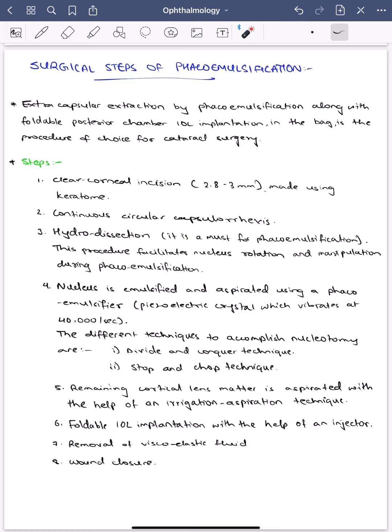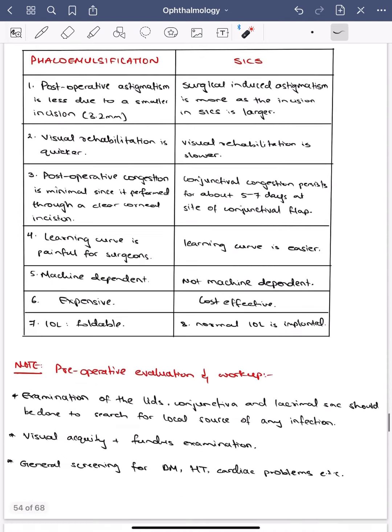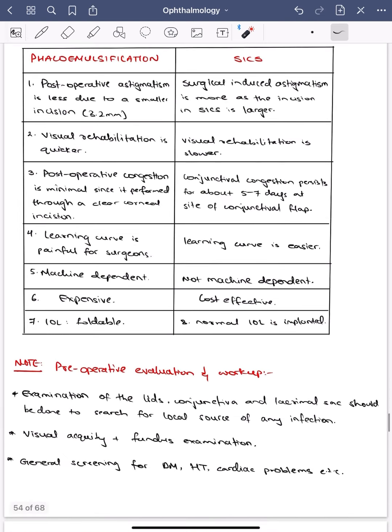Now let us look into the differences between phacoemulsification and SICS. Now the advantages of phacoemulsification over SICS is that number one, post-operative astigmatism is less due to a smaller incision, whereas surgically induced astigmatism is more in SICS because of a larger incision. Second is that visual rehabilitation is quicker in phacoemulsification, whereas it is slower in SICS.